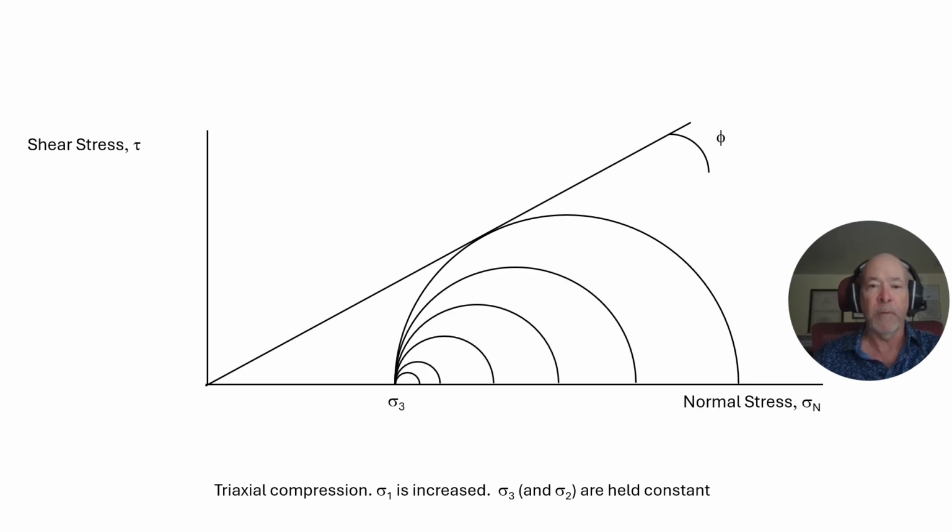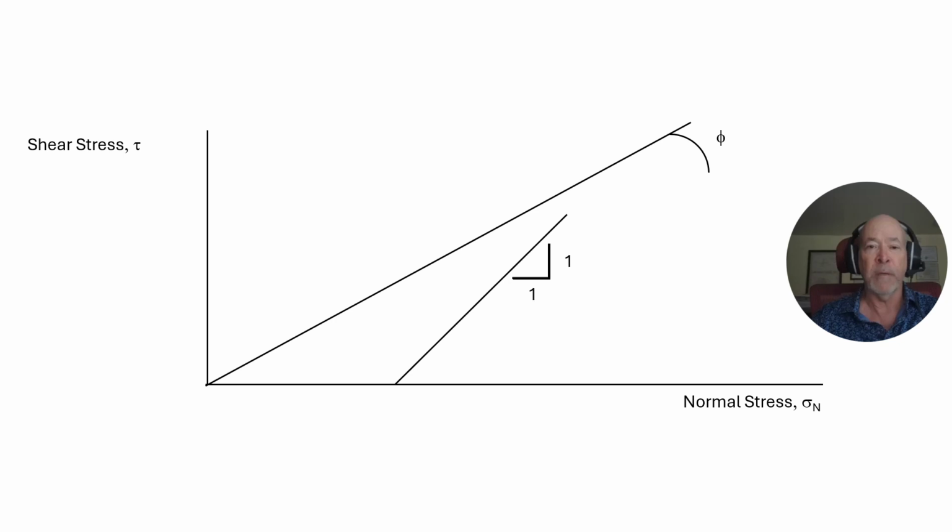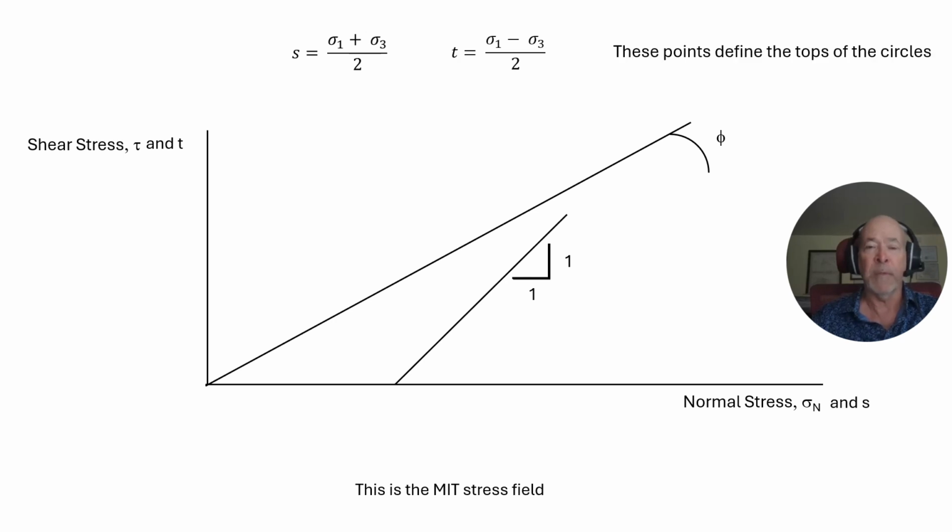Well, how does it get there? There's an infinite number of circles in between. If we connect the top points of those circles together, it forms a straight line with a one-to-one slope. And this is the MIT stress field, connecting the tops of the circles. And we can add s and p to the axes. s and p have these formulas, and those define the types of the circles. So this is the total stress path in the MIT stress field.